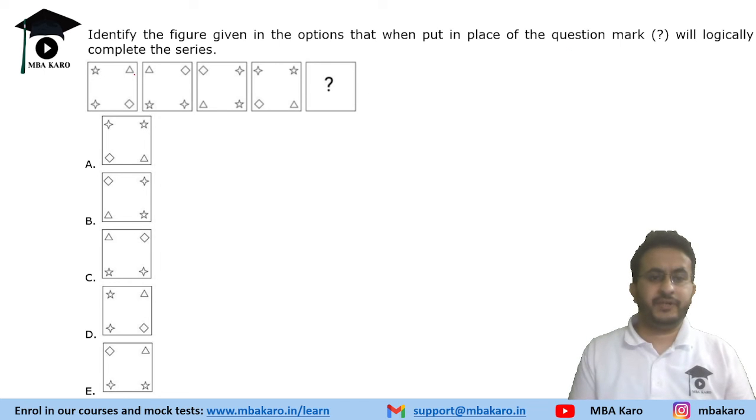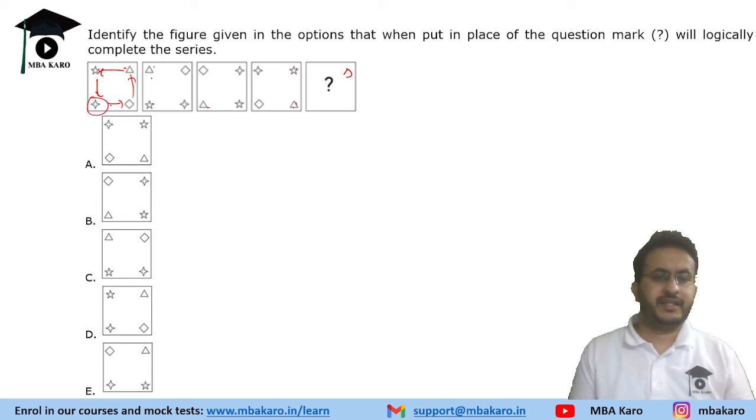If you look at the elements, it is very simple. The elements are moving in anti-clockwise direction. So the triangle was here, the triangle came here, right? In the next image, the triangle has gone down. In the next image, the triangle has gone this side, and then the triangle will be this side.